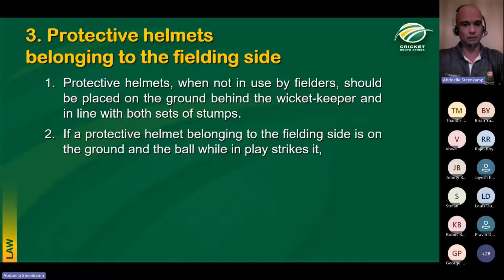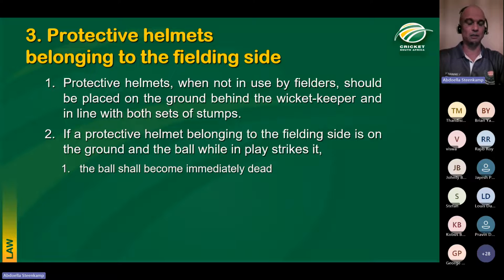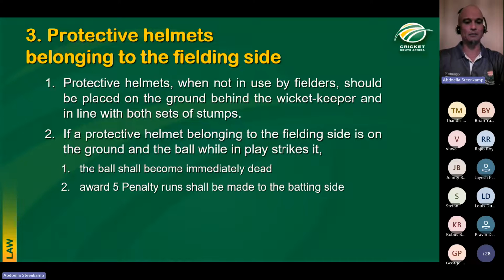But what happens while that ball is in play and it makes contact with the protective helmet? Let's say there's only one behind the keeper and it makes contact with that helmet. As soon as the ball touches the helmet, any part, it just needs to touch it, immediately it becomes dead. 5 penalty runs to the batting side.